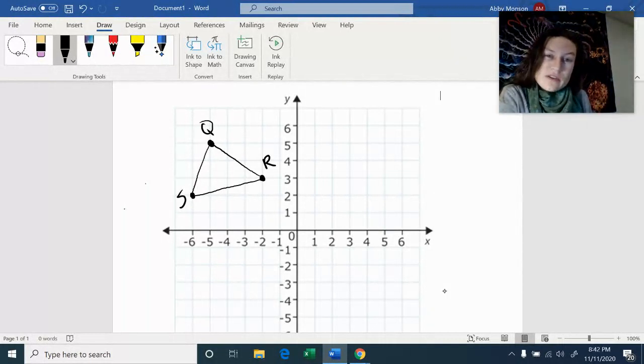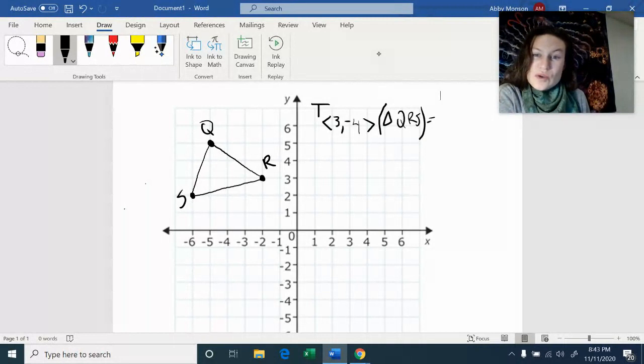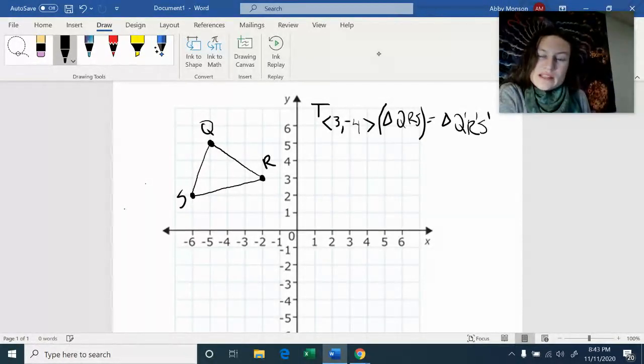So when you see this craziness here, you see this T, and then there's some numbers here. That's just saying what the transformation is. Well, what shape are we going to transform? That's what goes in the parentheses. Okay, we're transforming triangle QRS. And then once we do that, it's going to be congruent to triangle Q prime, R prime, S prime. That's going to be our image.